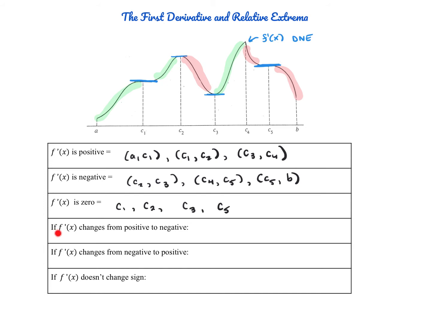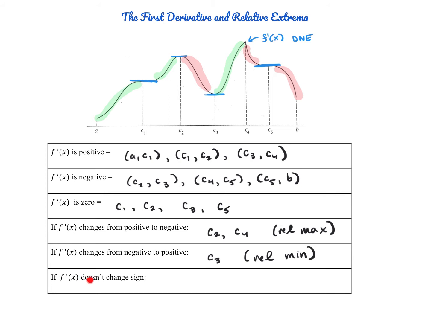And then we're going to look at where our derivative would change from positive to negative. So that would be right here at C2, and then also here at C4. Because to the left of C4 we're positive, and to the right we are negative. So when we see something like this, you'll notice that we do have a relative maximum. And then let's look at the times when our derivative changes from negative to positive. I can see that that's happening here at C3. You can see on our graph, when that's happening, we have a relative minimum.